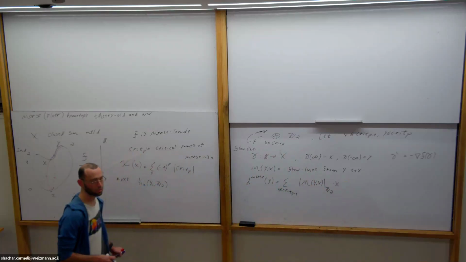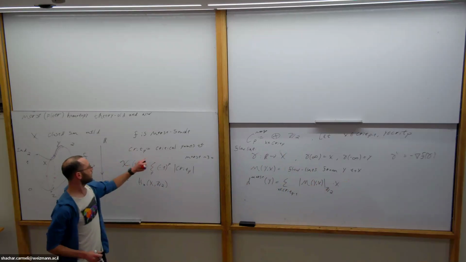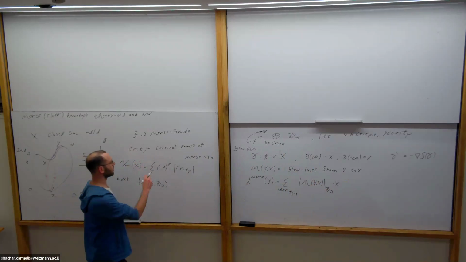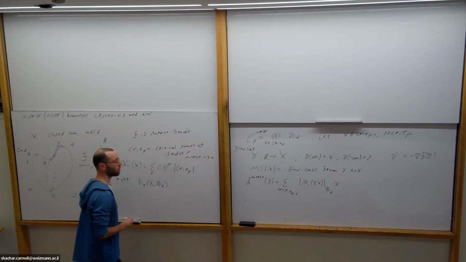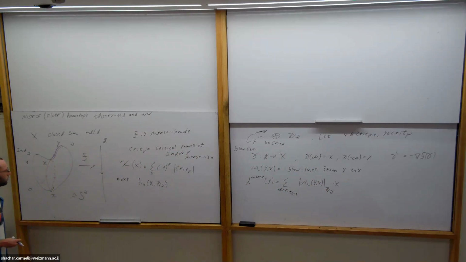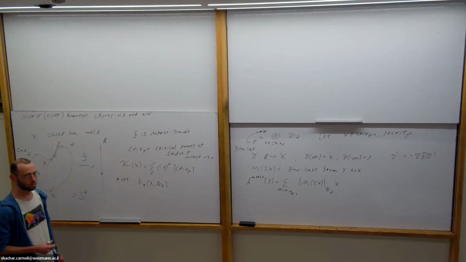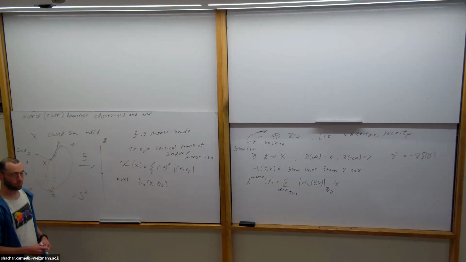Okay. What is phi again? It's the index, critical point of index P. So the index is a natural number, which again goes from 0 to the dimension of the manifold. So in your example, there's two of index 2 and one of index 1. And one of index 0.